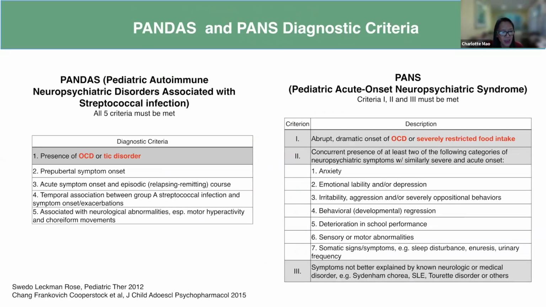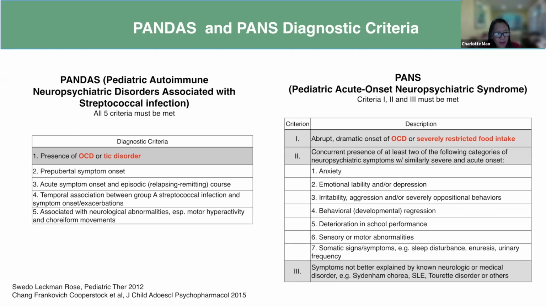In addition to recognizing that possible etiologies were more numerous than just group A strep for these PANDAS-PANS cases, with the transition from PANDAS to PANS, it was also recognized that there was a broader array of associated symptoms. And here are listed the diagnostic criteria for PANDAS on the left and PANS on the right.